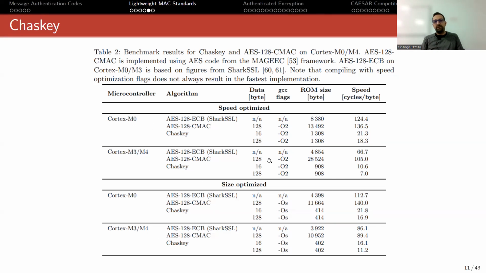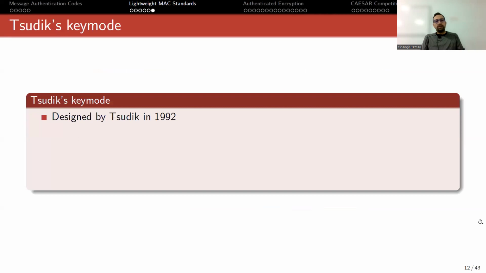This part is speed optimized, so you get better results. Here you get slower speed, but you optimize it for size, as you can see at the ROM size. Here you have more than 1 kilobyte, right? Here it is 400 bytes. So it is lightweight. That is the idea. Compared to AES, you can use this.